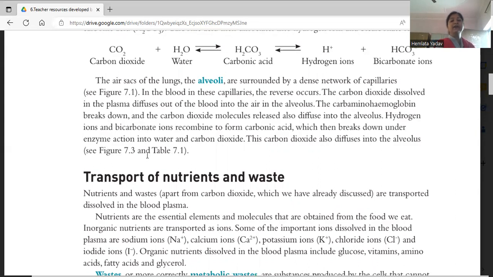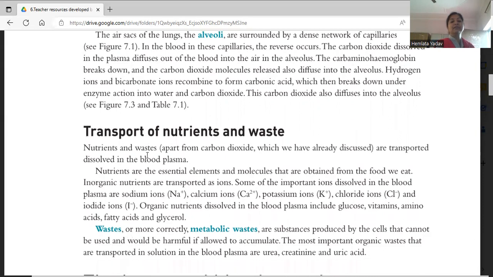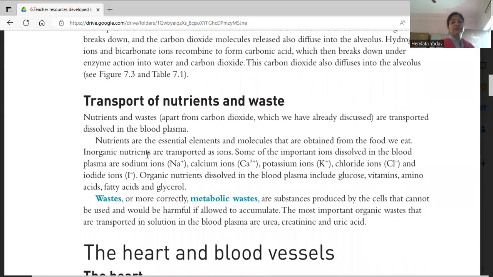Hydrogen ions and bicarbonate ions recombine to form carbonic acid, which then breaks down by enzyme action into water and carbon dioxide. This carbon dioxide also diffuses into the alveolus.